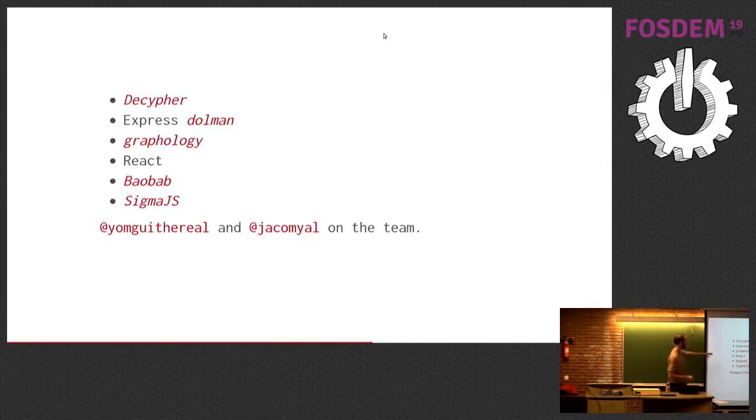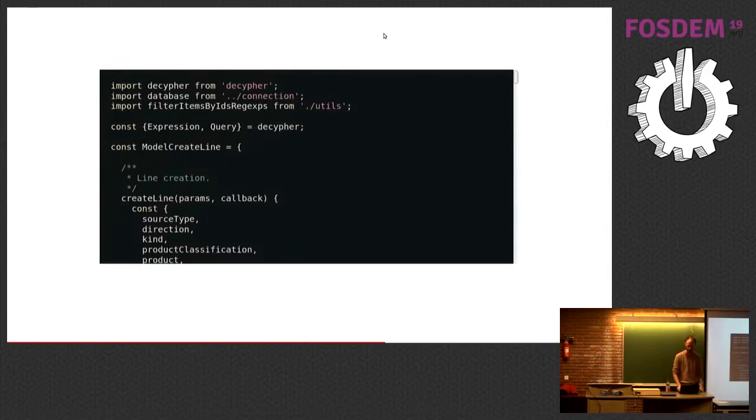React for the UI, but React with Baobab as a state machine. Baobab is like Redux, but before Redux, by Guillaume again. And Sigma. Sigma is a JavaScript technology to do network visualization. We've talked about this 3 talks ago. So thanks to Guillaume and Alexis Jacomy, who rewrote all the Baobab parts and React.